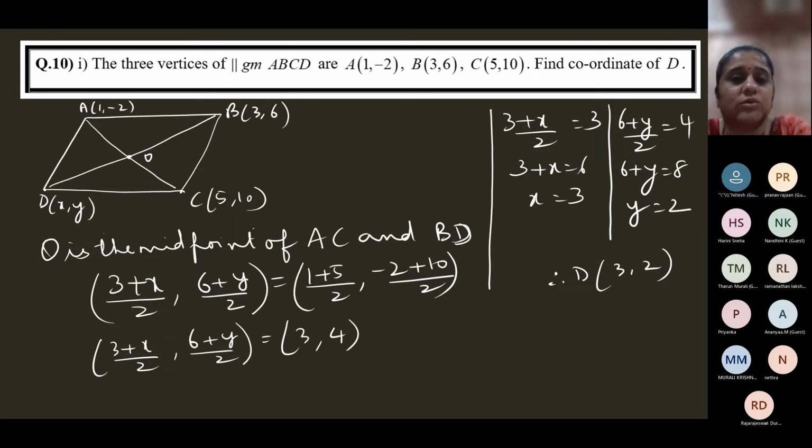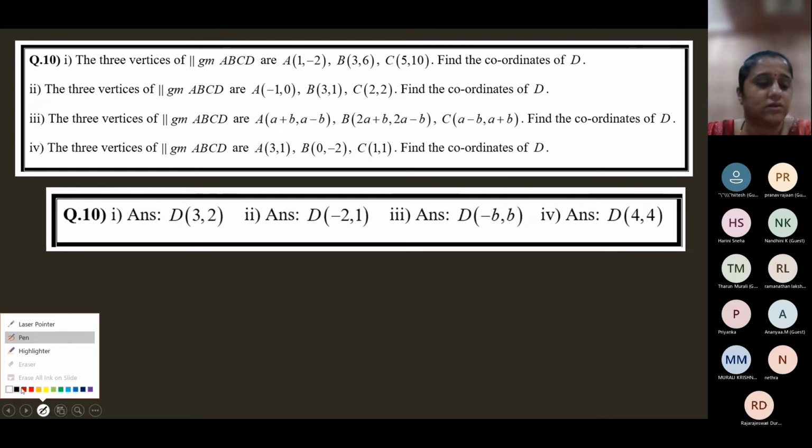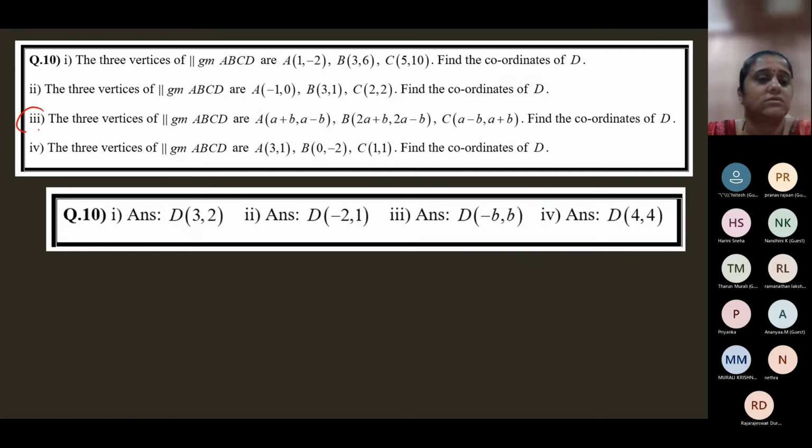Yeah, children. So try the third subdivision. Try the third subdivision. You can see the answer here, but please work and get that answer.